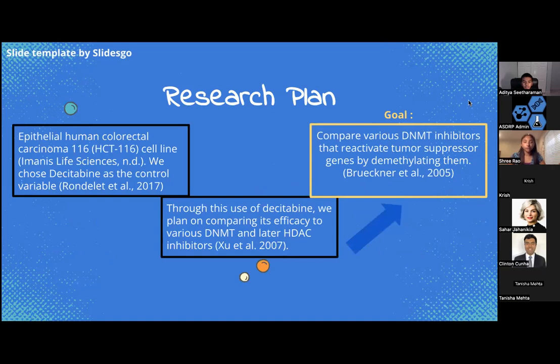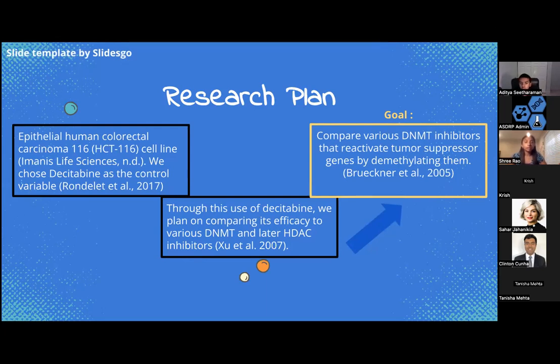This is our research plan. We are researching colorectal cancer, or CRC, which starts in the colon or rectum. It is the third most common and second most deadly cancer. We work with the epithelial human colorectal carcinoma 116 cell line, or HCT-116, and we chose decitabine as our control variable due to its potency. Through the use of decitabine, we plan on comparing it to various DNMT and later HDAC inhibitors.